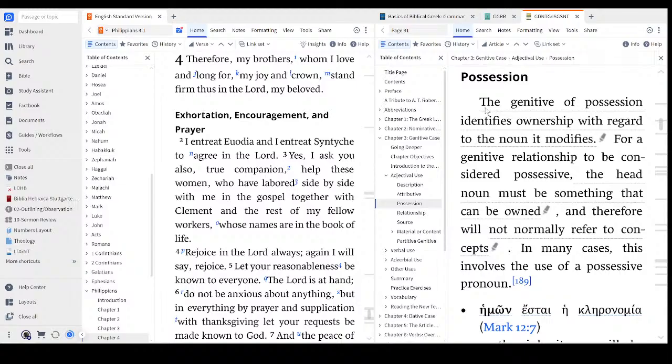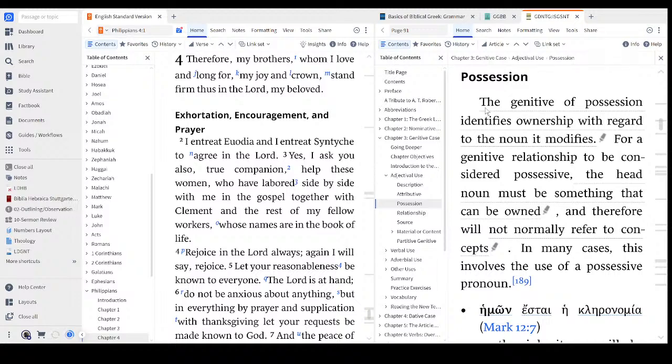Plummer's got some additional things that I think Daniel B. Wallace doesn't. So it's just very good. In my opinion, I think Plummer is gonna really be a staple.